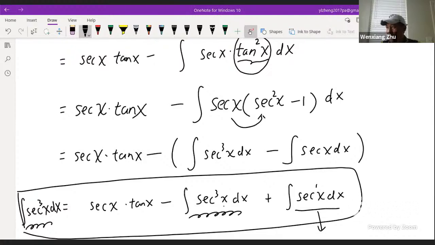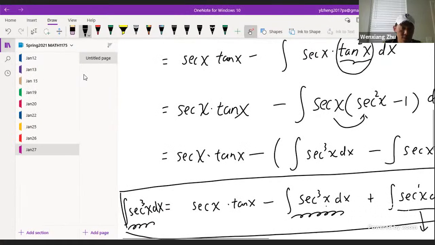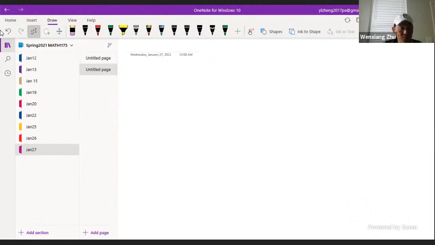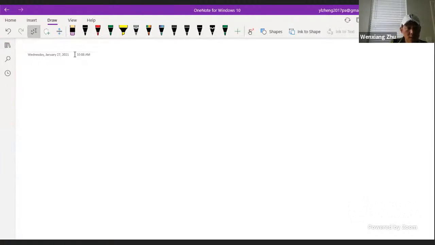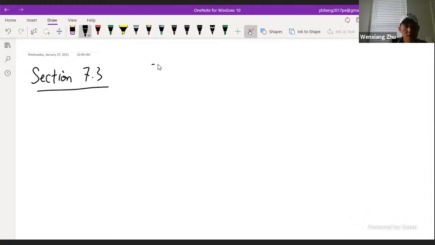Now with this, I think that can wrap up this section. Let me close one of the windows. Section 7.3, so we're going to start a new section. This one is called trigonometric substitution.